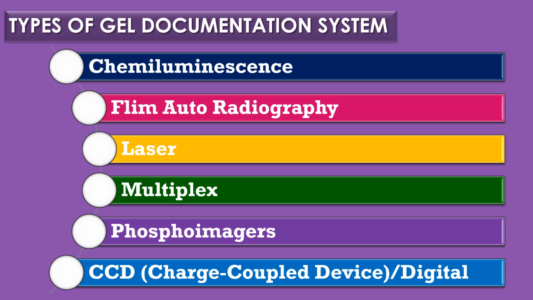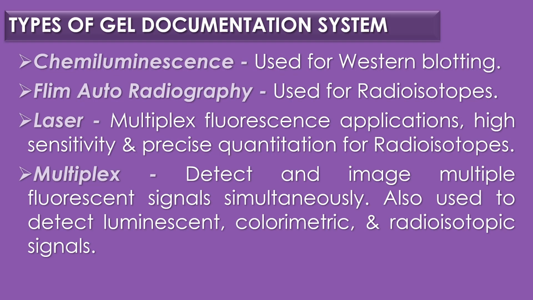Types of gel documentation system. There are 7 types of gel documentation system. They are chemiluminescence, film autoradiography, laser, multiplex, Phospho Images, and finally CCD, that is charge coupled device or digital. The chemiluminescence is basically used for Western blotting. Film autoradiography is used for radioisotopes.